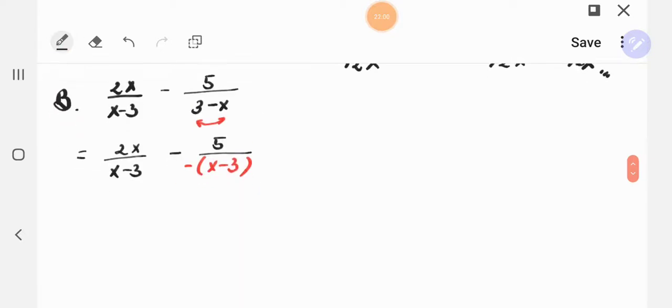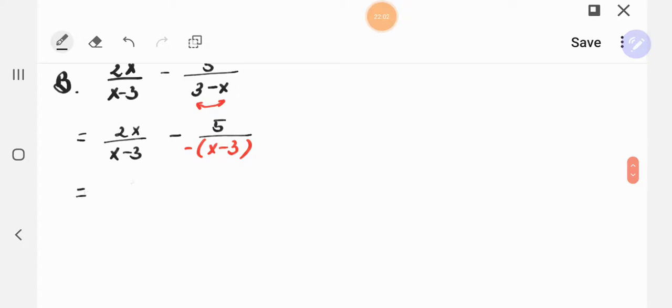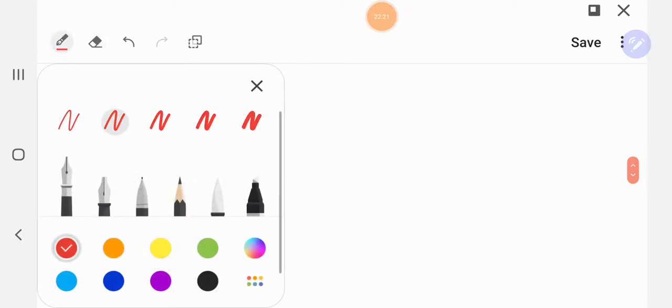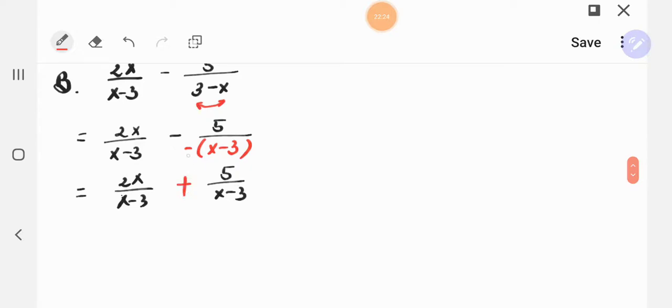So let's rewrite it. Then this will be 2x over x minus 3, and negative times negative. Okay, minus and negative. Negative times negative becomes positive, 5 over x minus 3. Okay, can you see this? Negative times negative becomes what? Positive. This is positive because of this minus and this minus.